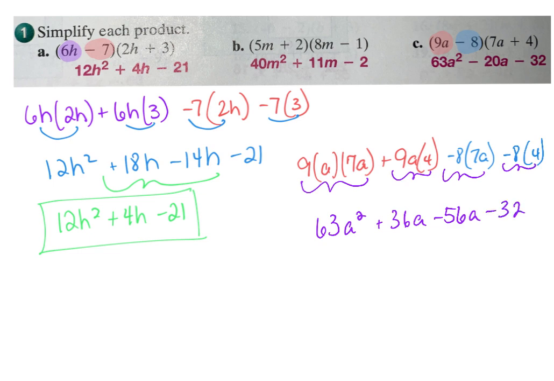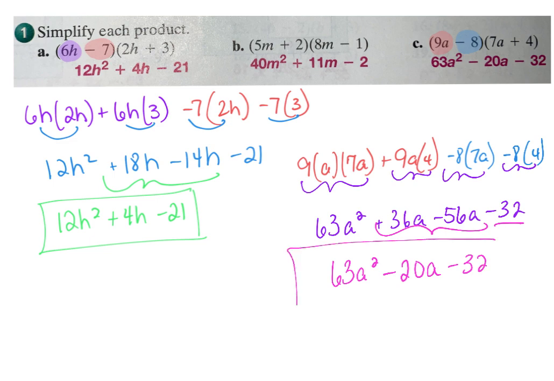And then when you combine your like terms here, 63a squared doesn't combine with anything. These two combine for negative 20. This doesn't combine with anything. It stays by itself.